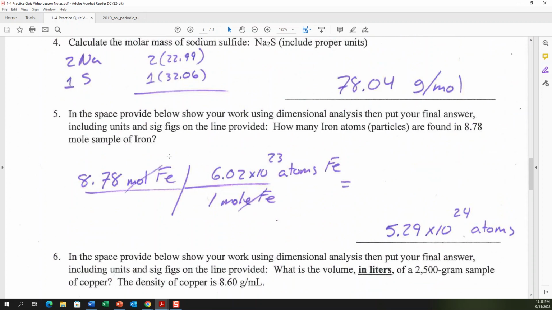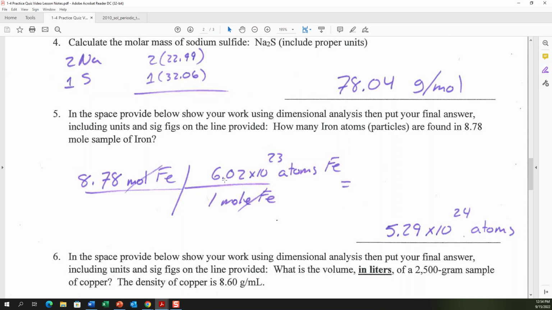To show your setup, you start with the measurement you're given, 8.78 moles. And if you want to be specific, you could say of iron. Then we're going to say Avogadro's number on top over 1 mole, and the reason we're doing that is we're canceling out moles to get to atoms or particles. And so now we just do the math. We multiply this number by this number and divide by this number. Since this number is 1, we don't have to do that.